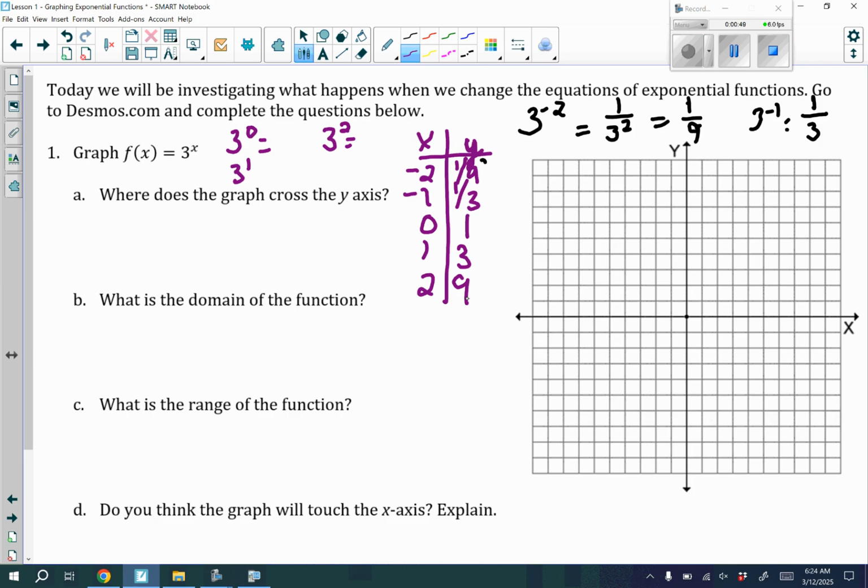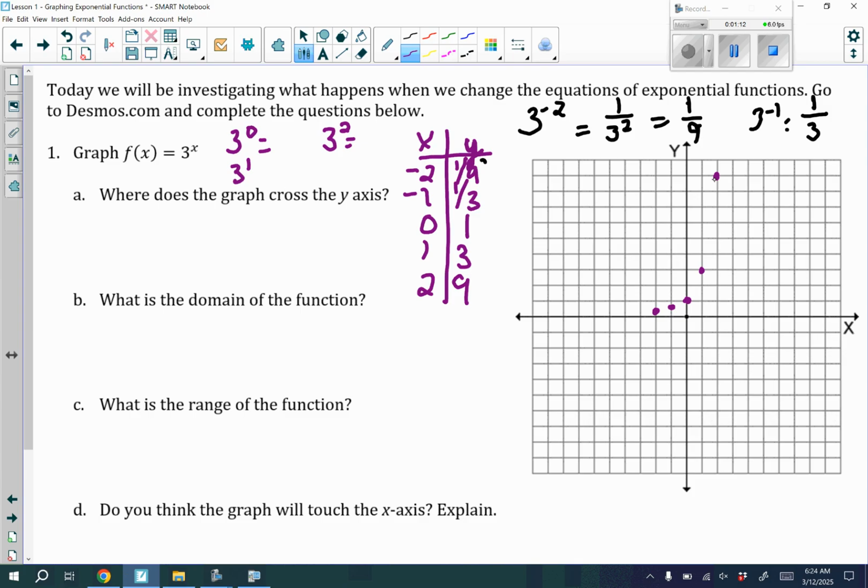Okay, let's go ahead. We're going to plot these points. So we have -2, 1/9. So that's like barely above the x-axis. -1, 1/3. Once again, just a little bit above the x-axis. 0, 1. And then 1, 3. And then 2, 9.